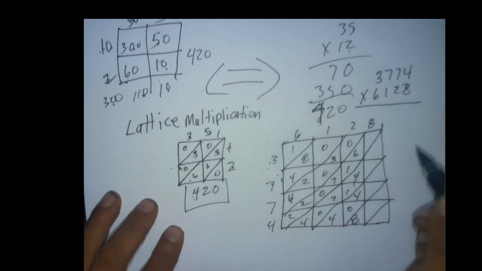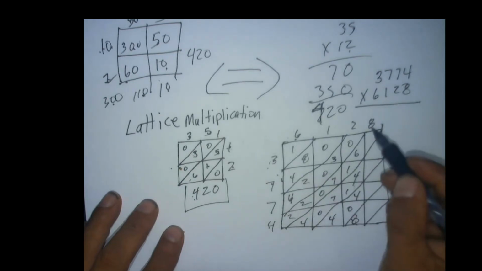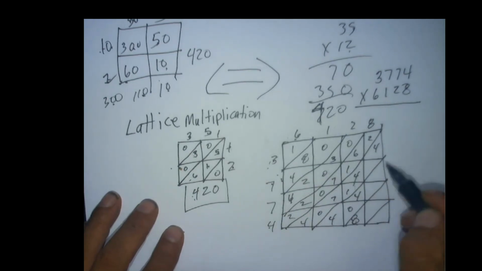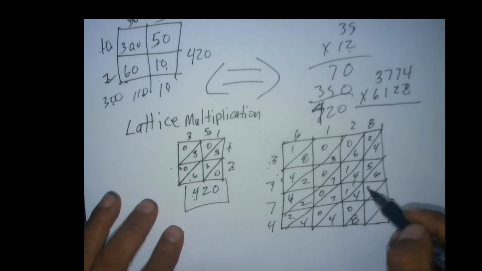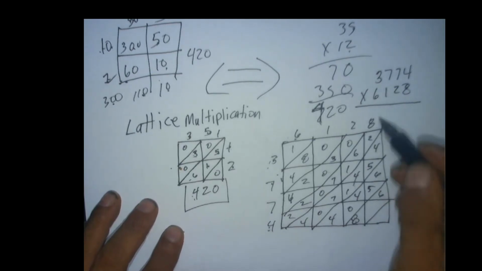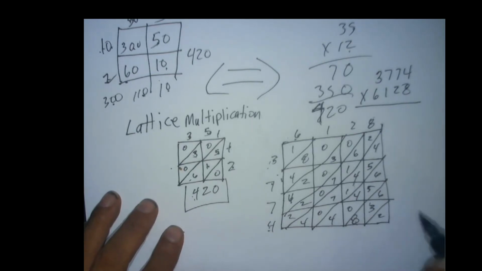And then the last method is the hard one. There's 3 times 8 is 24. 7 times 8 is 56. And we're going to do it again here. And then 4 times 8 is 32. Now we're going to add diagonally. Now this is the part where you can screw up the most.